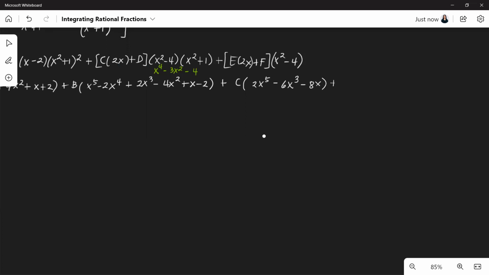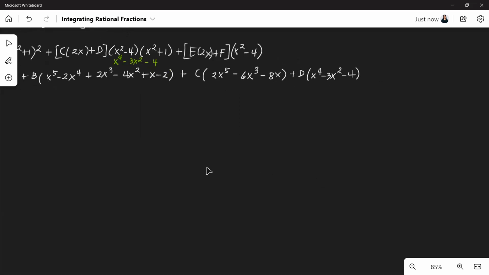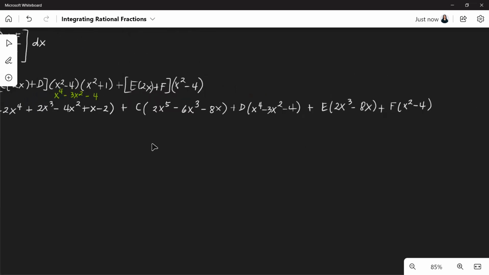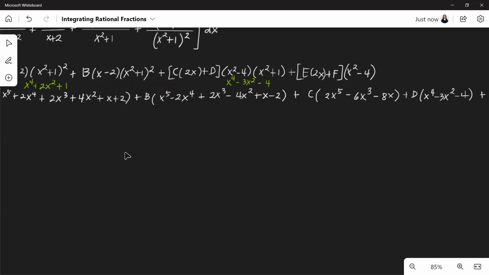Okay, then plus d times x raised to the power of 4 minus 3x squared minus 4. And then for the last one, x squared minus 4 times 2x for e. So meaning that's 2x cubed minus 8x and then plus f times x squared minus 4. That's kind of long.